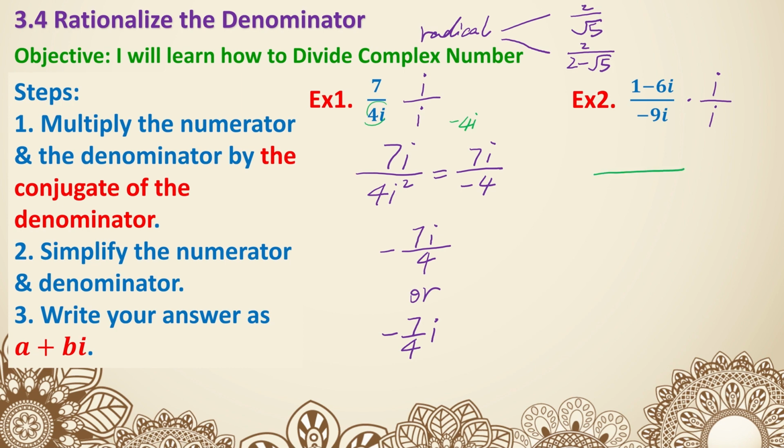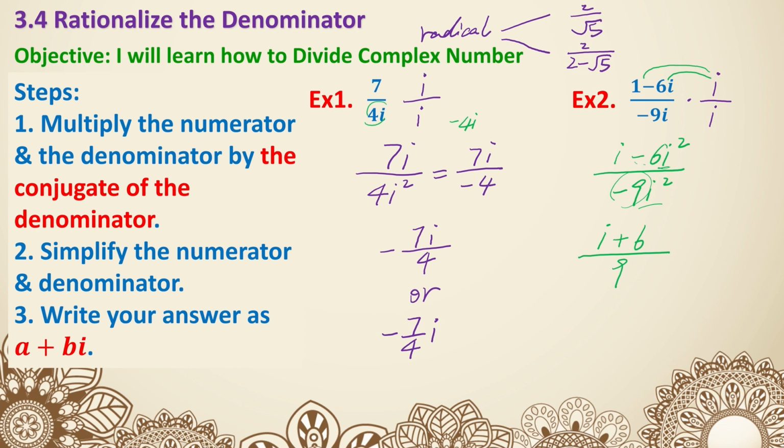So in this case, negative 9i times i is negative 9i squared on the bottom. 1 times i is an i. Negative 6i times an i is a negative 6i squared. Let's start simplifying. On the top, this is a negative 6. i squared is negative 1. So negative 6 times negative 1 is a positive 6. On the bottom, negative 9 times negative 1 is a positive 9.